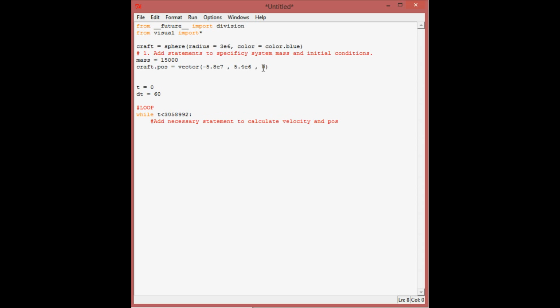And one last initial parameter that it gives you is the velocity. Surprisingly it's not much harder to add the initial velocity. Do craft.velocity, or vel, equals vector, and then the problem gives you negative 604, 27950. And that is it for part A. That's all you have to do.